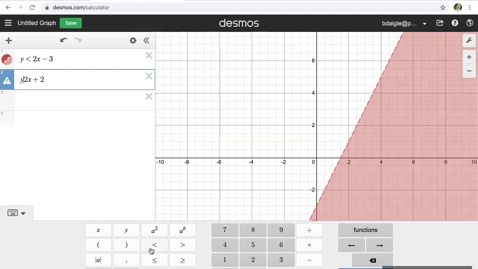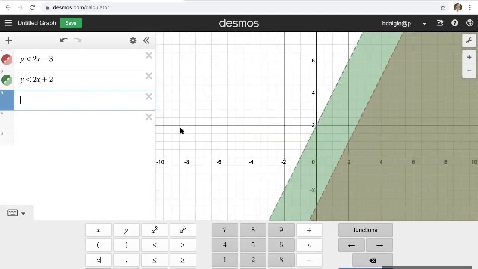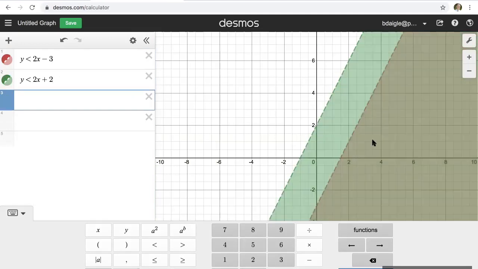If I change it to shading below, there is some overlap here. Again, the red overlaps with the green, and I get that gray area here. So this overlapping area, while it's a solution to the first inequality, is also the solution for the system. This area in here is not the solution for the system. It's only a solution for one part of it.